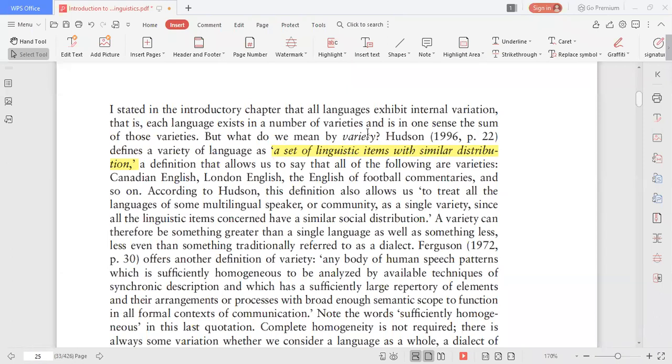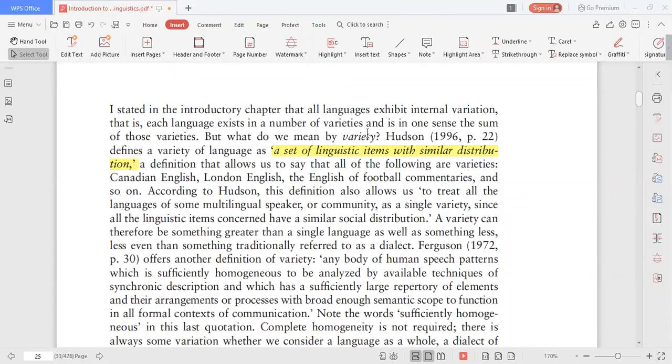Okay? Yes, sir. All right. A variety can therefore be something greater than a single language as well as something less even than something traditionally referred to as a dialect. Sometimes a variety can be considered less than a dialect. It may happen. For example, Ferguson in his book offers another definition of variety. Now we have come across the definition of variety given by Harson. Now we will be discussing the definition given by Ferguson.